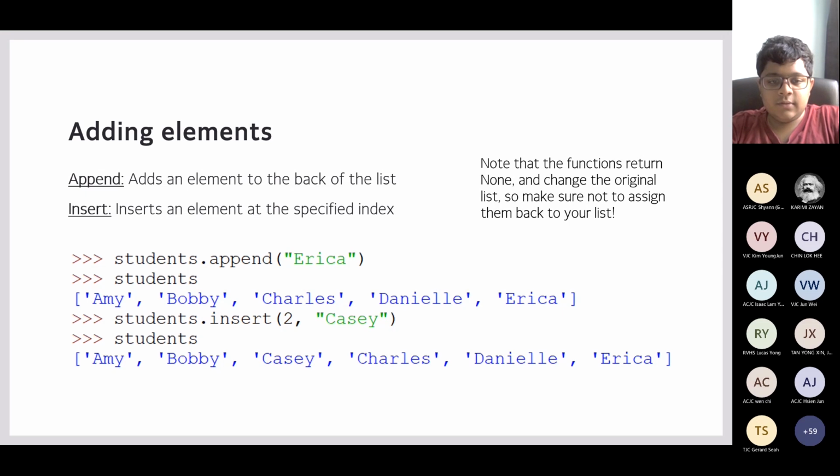Just note that if you run students.append, it returns the None type. It does not return students. So if you do students equals students.append, you will end up just losing the entire students list. So please don't do that.